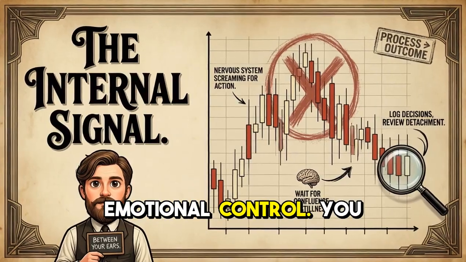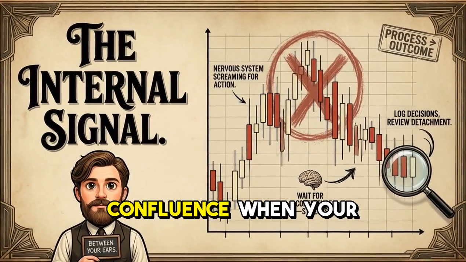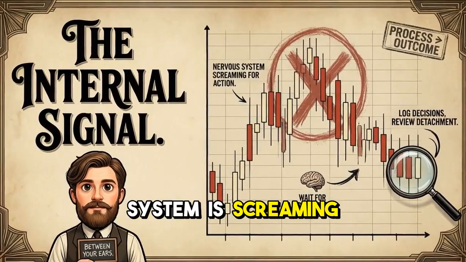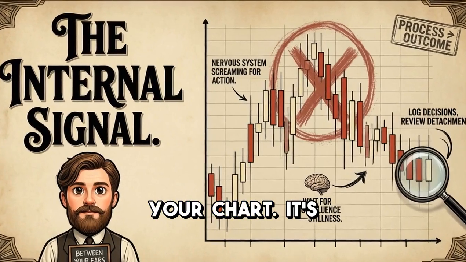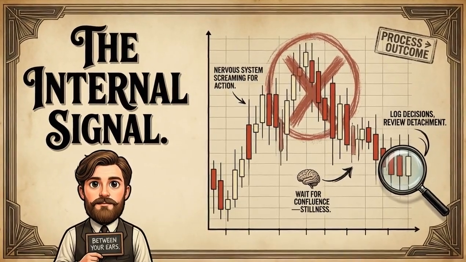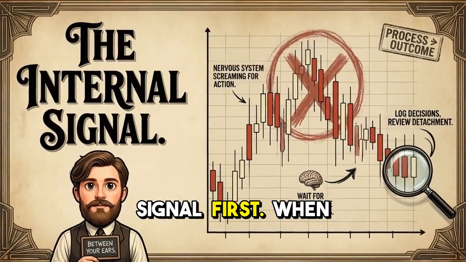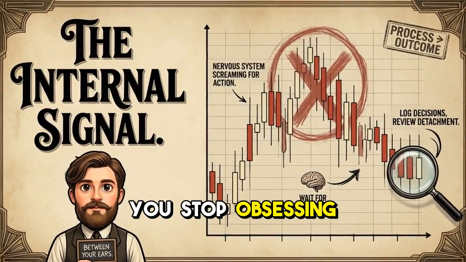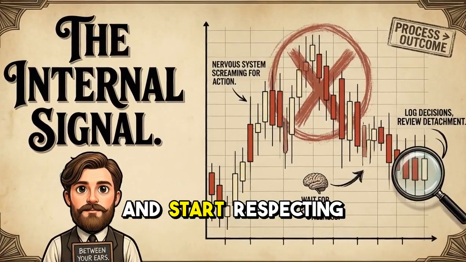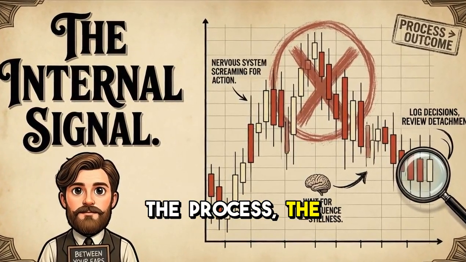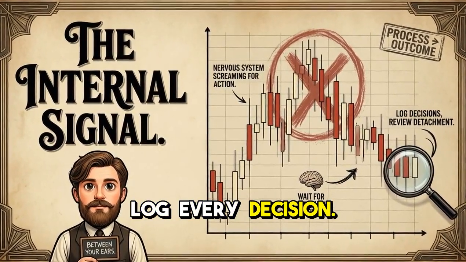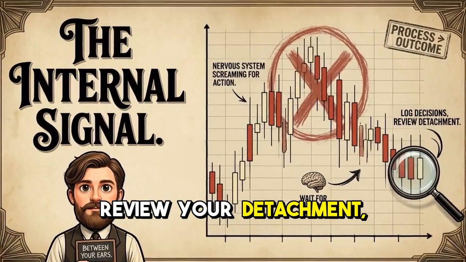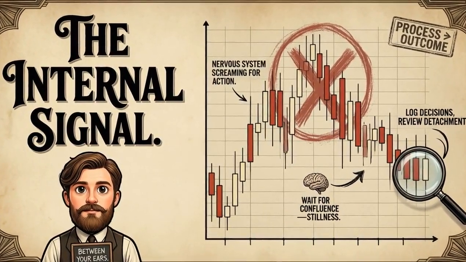That stillness requires emotional control. You can't wait for confluence when your nervous system is screaming for action. The best indicator you own isn't on your chart, it's between your ears. Master that internal signal first. When you stop obsessing over the outcome of a single trade and start respecting the process, the results become a byproduct, not a target. Log every decision. Review your detachment, not just your results.